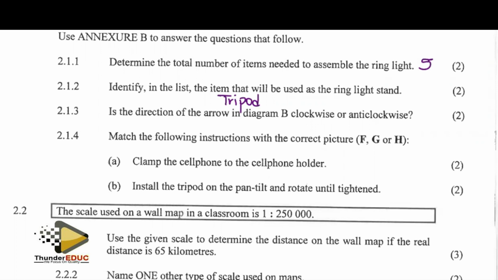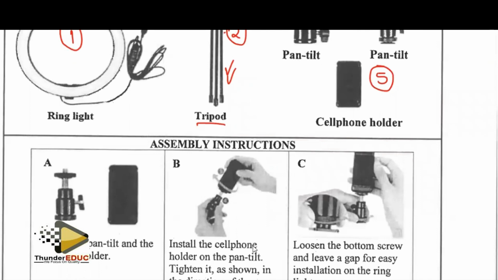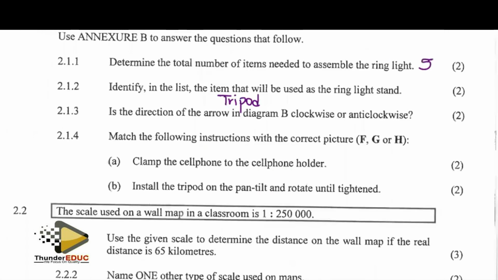Is the direction of the arrow in diagram B clockwise or anti-clockwise? So we come to diagram B. There's a small direction. If you can't see it, look at the arrow. The arrow goes in that direction. The person turns around, he turns from right to left. If you want to know whether it's clockwise or anti-clockwise, you need to know how the wall clock moves. The wall clock moves in this direction, like this. Imagine this clock was here, so look at it. So the answer here is supposed to be clockwise.